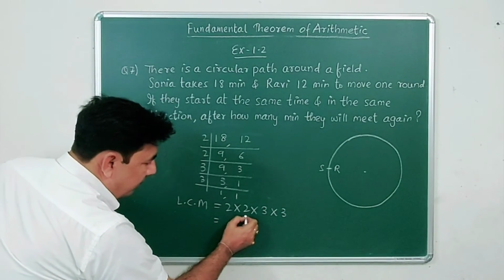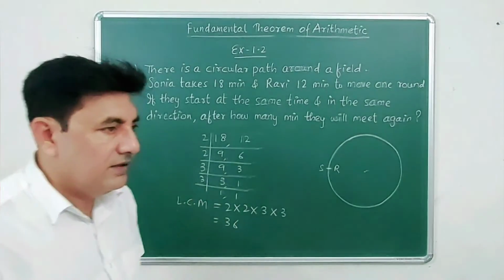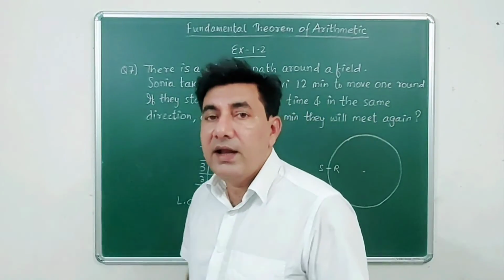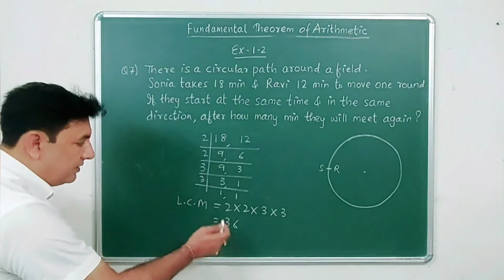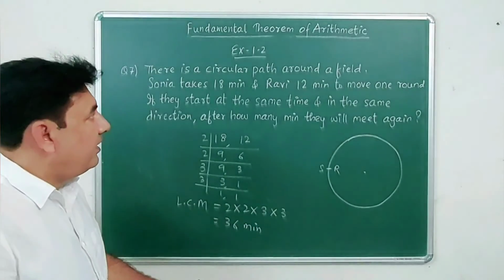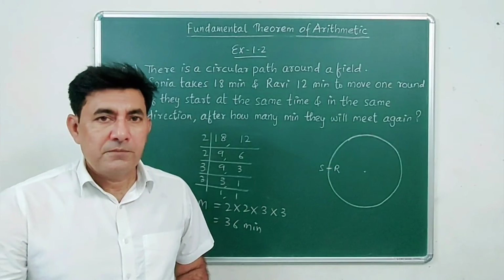So 2 fours are 4, 4 threes are 12, 12 threes are 36. So there we are with the answer. It is that simple. After 36 minutes, they will meet again at the starting point. This is your answer: 36 minutes. So remember friends, if such types of questions come, this is how you have to build the solution. Okay.